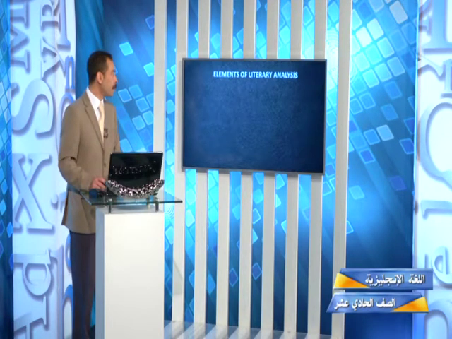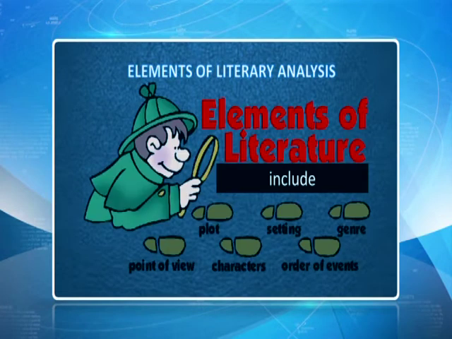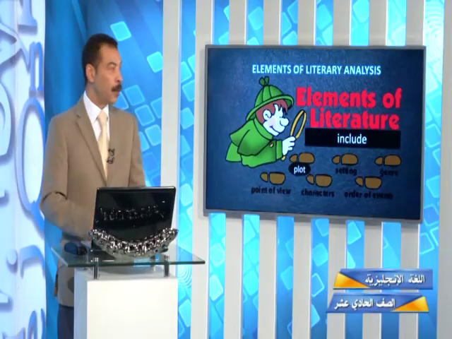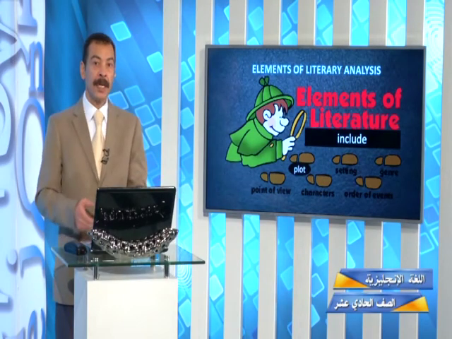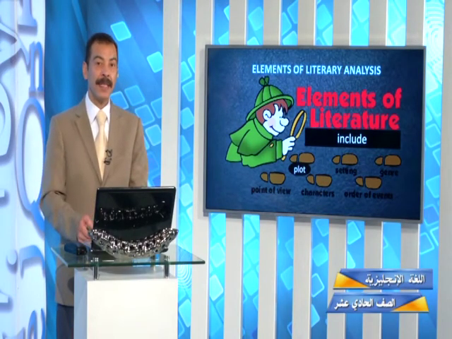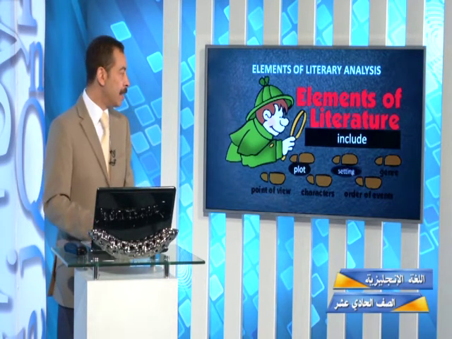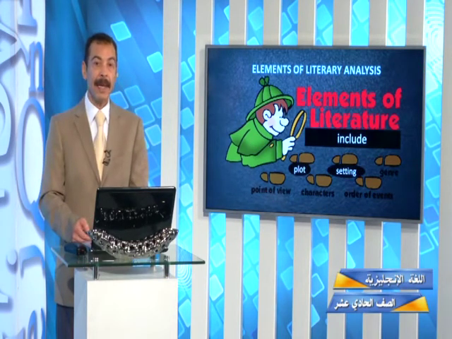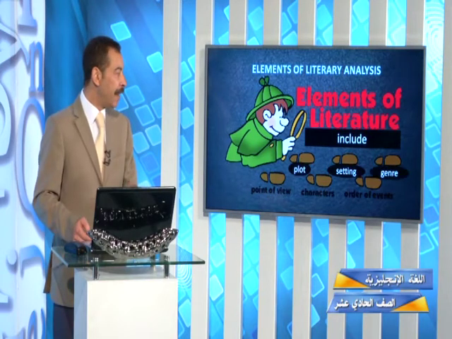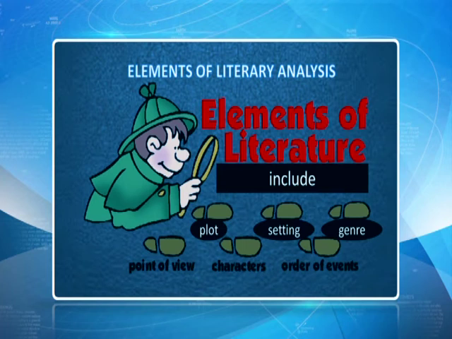Now, in order to study a piece of literary work, you need to remember a few things. Elements of literary analysis, you have to include things like the plot, which is a sort of summary of the events of the story. And then the setting, that is the time and place where the story takes place. And then we have genre, which is the type of literature. Is it fiction or non-fiction?